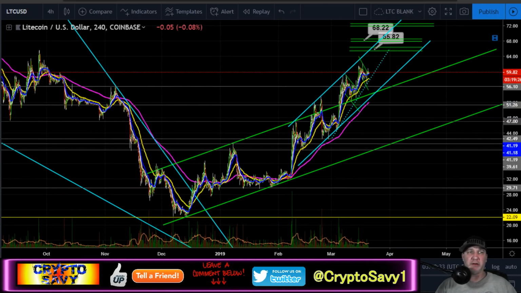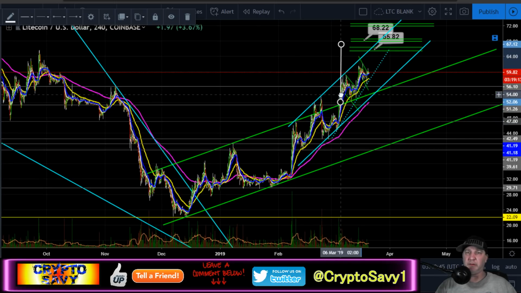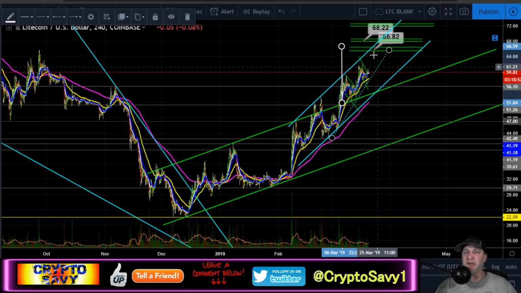And we're just going to look at the targets real quick. For these targets up here, if we do a measured move out of this channel from where we broke out, we would measure the length of the channel and move it up to where we broke out. That's what gets me around the 68.22 range. Let me double check that real quick. I'm going to make sure I got it right. I'll move this over a little bit. But yeah, that got us up to between the $65 and $68 range.